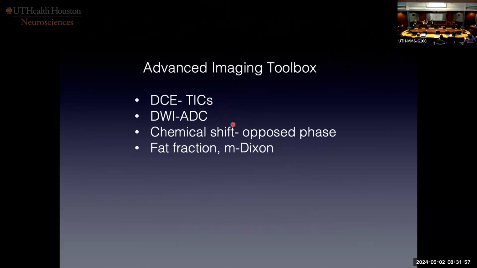So there is something that we do, which is kind of cool, I think, and that's called opposed-phase imaging. So if you think about bone marrow, in any given voxel, you've got both fat and you've got water elements, right?